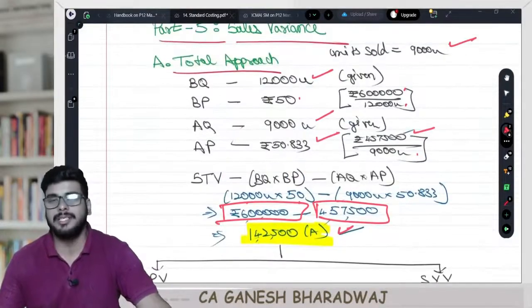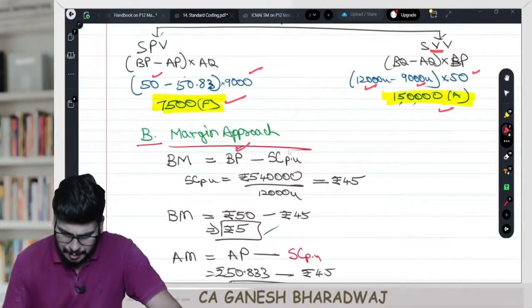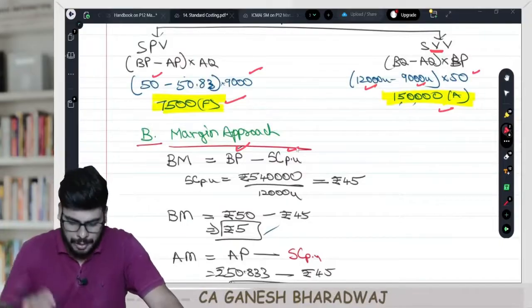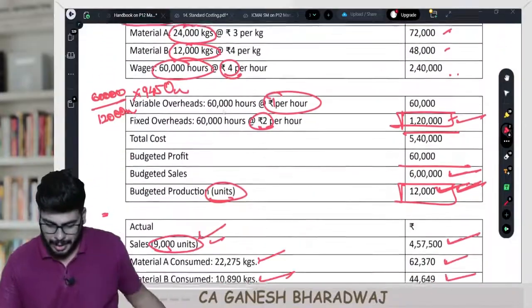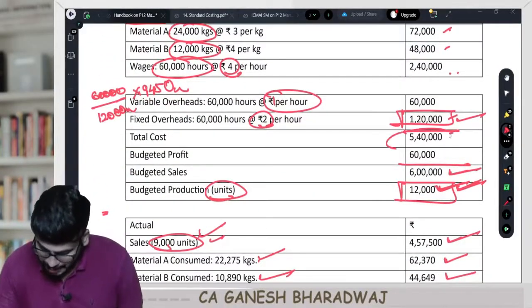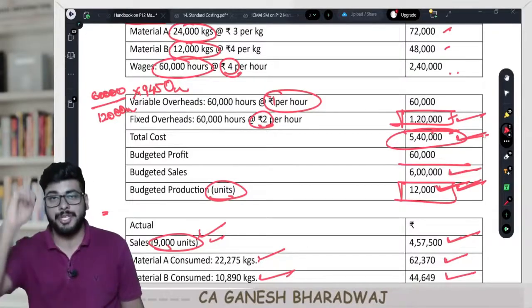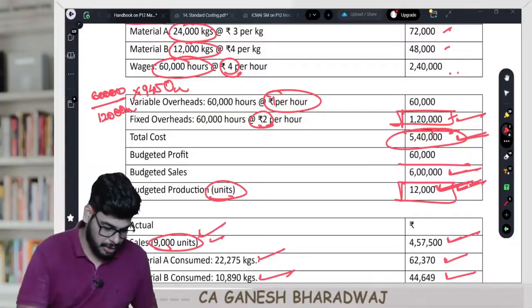Instead of price, I need to use margin. Now, how will I calculate the budgeted margin? It's the budgeted selling price minus standard cost per unit. Now, sir, what is standard cost per unit? Very simple. Look at this. In my budgeted data, what was the total cost that I planned? I was allowed to incur 5,40,000 rupees of total cost to produce how many units? 12,000 units.